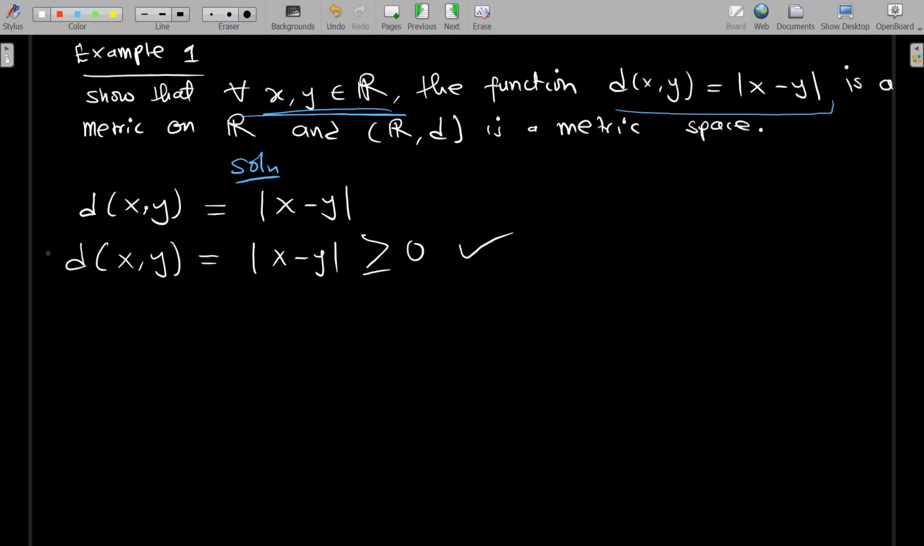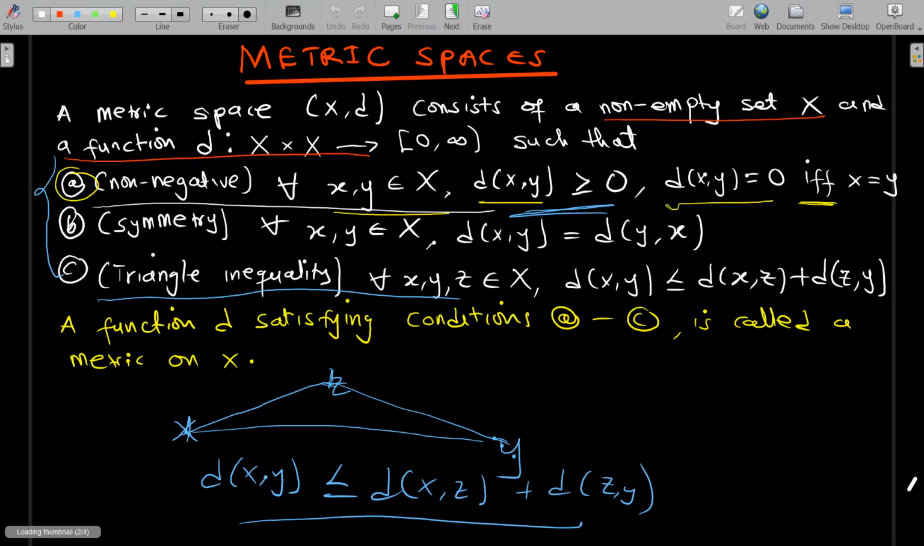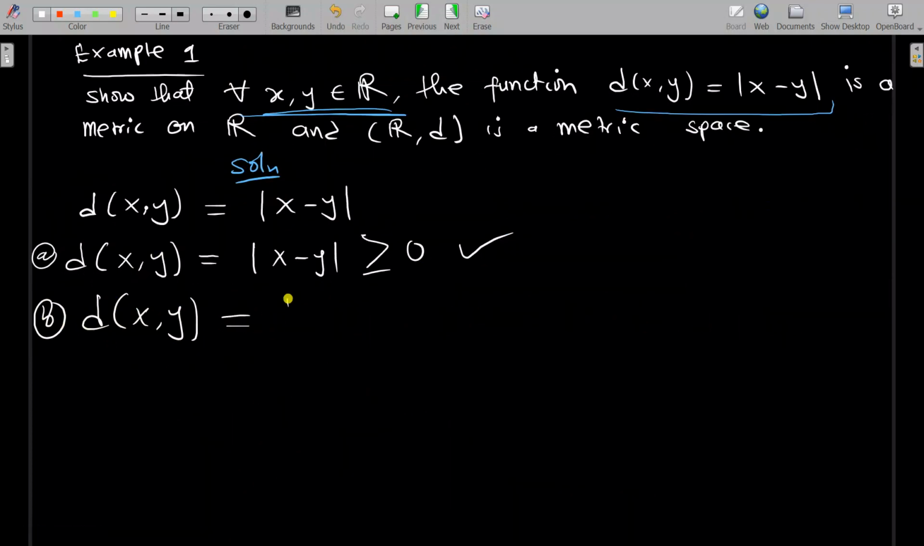Now we go to the second point. So the first point is finished. The second point is that the distance between x and y should be equal to the distance between y and x. So we should be able to have this relation. Now this is equal to the absolute value of x minus y, and this is the same as the absolute value of negative into y minus x. So when you expand this, you get this back. I'm not changing anything.